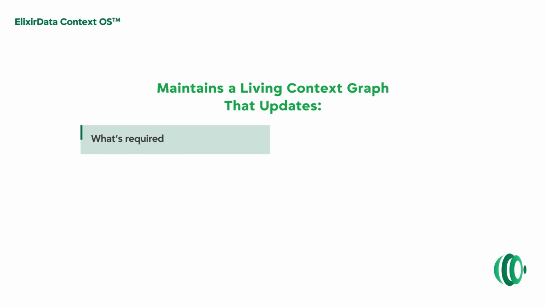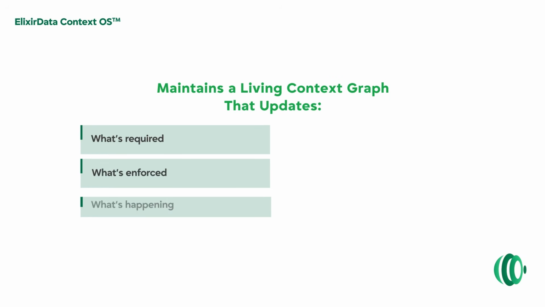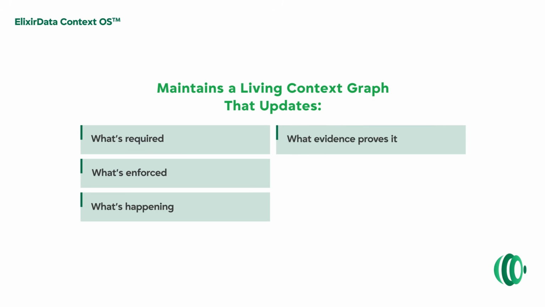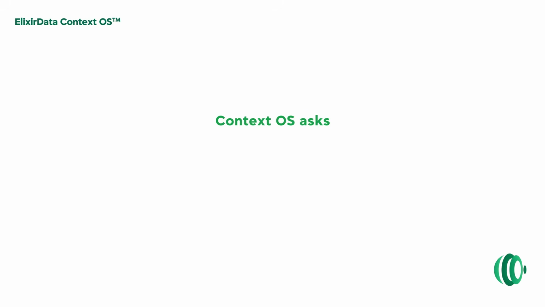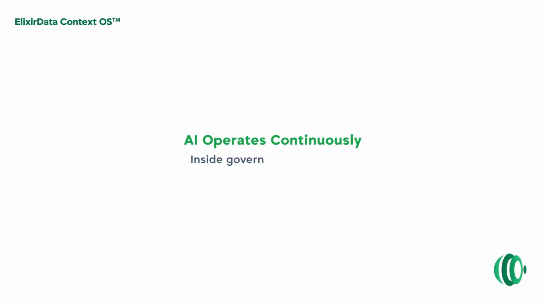What's required? What's enforced? What's happening? What evidence proves it? What decisions were made and why? Traditional tools ask, is this control present? Context OS asks, is this control working now, under these conditions, and what risk does it carry? AI operates continuously, inside governance boundaries.